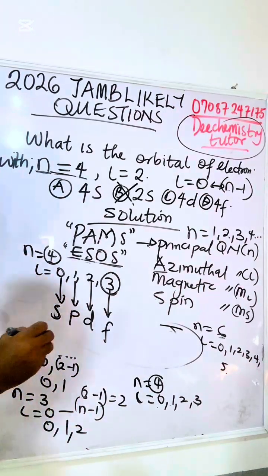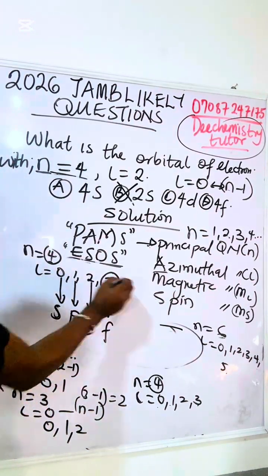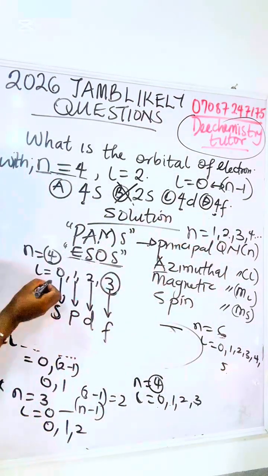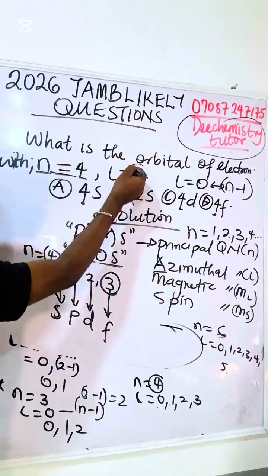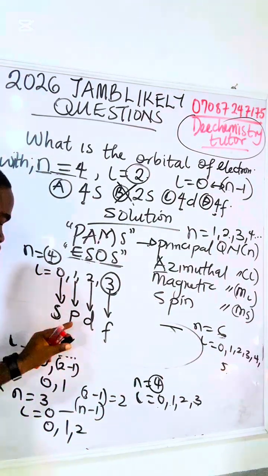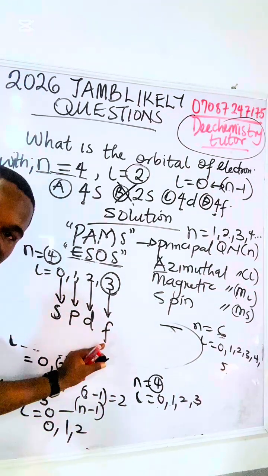So now I've gotten my answer. I know that when n is 4, based on the energy level, it is either this, this, or this. But look at it. They now give me that n is 2. And I told you that this is the SPDF, the S orbital, the P orbital, the D orbital, the F orbital. You know about this.